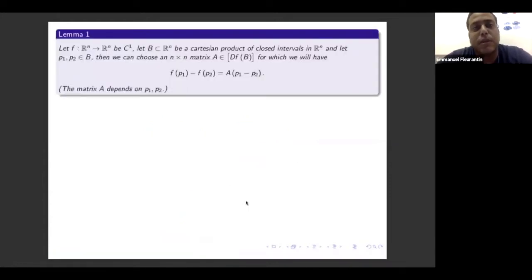The first thing that we'll talk about is this lemma, which is a variant of the mean value theorem. Let f from R^n to R^n be C1, let B, a subset of R^n, be a Cartesian product of closed intervals in R^n, and let p1 and p2 be in B. Then we can choose an n by n matrix A in the interval enclosure of Df(B), for which we have f(p1) minus f(p2) equals A times (p1 minus p2). Of course, the matrix A depends on p1 and p2.